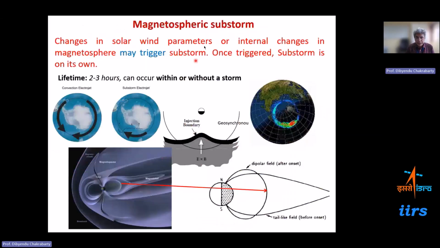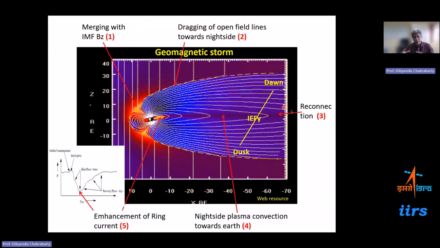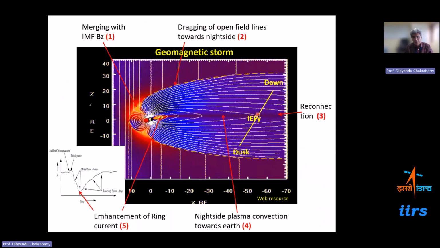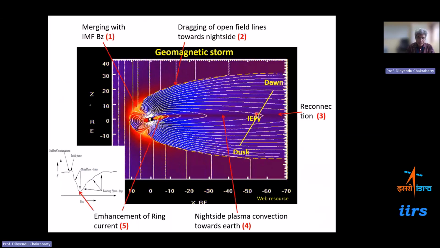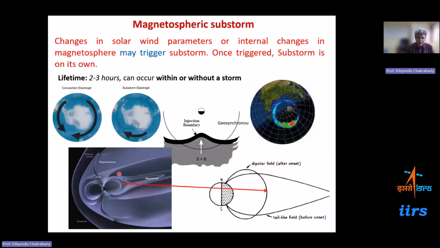Then there is something called a magnetospheric substorm, which can happen on the night side of the magnetosphere, because when a storm happens, it stretches the magnetic field, so magnetic energy is stored there, and any disturbances in this region can actually release that energy. Therefore, a magnetospheric substorm is not driven by a storm; it can be triggered by a storm, but it is not driven by it.